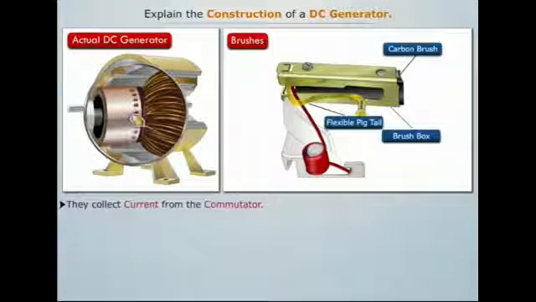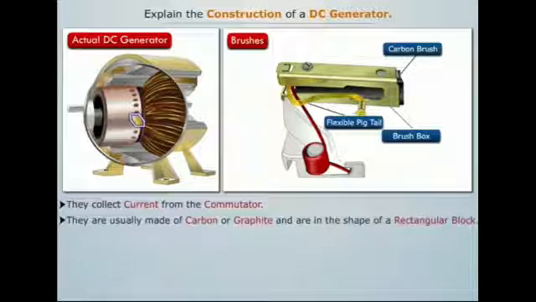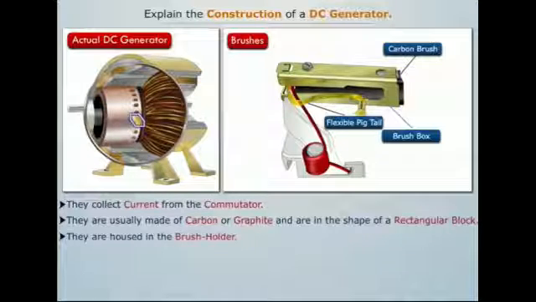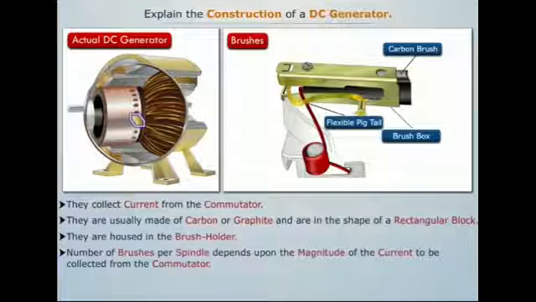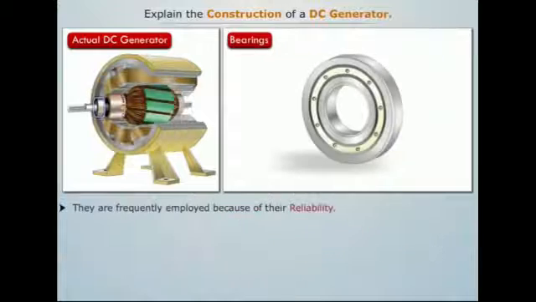Next one, brushes. With the help of brushes, they collect the current from the commutator. They are usually made up of carbon or graphite and are rectangular in shape. They are housed in the brush holder. Depending upon the material, for lower machines it is graphite, for higher machines it is carbon. The number of brushes per spindle depends upon the magnitude of the current in the armature.